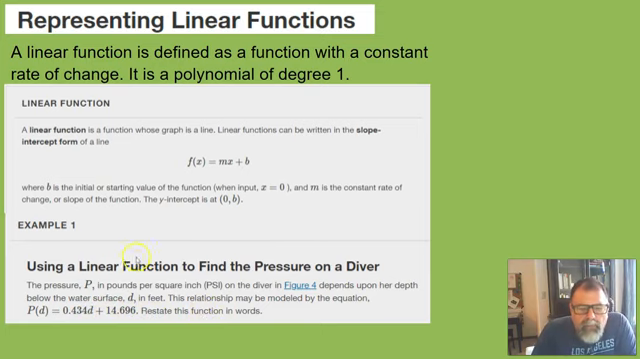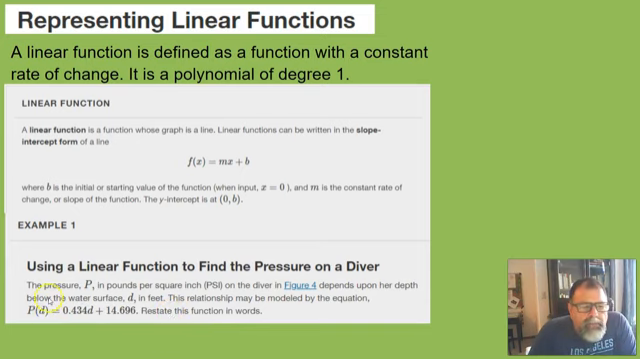So again, there's several ways that we can represent a function. We can do it in words. We could do it as a function equation like this one. We can do it as a graph. So here, restate this function in words.